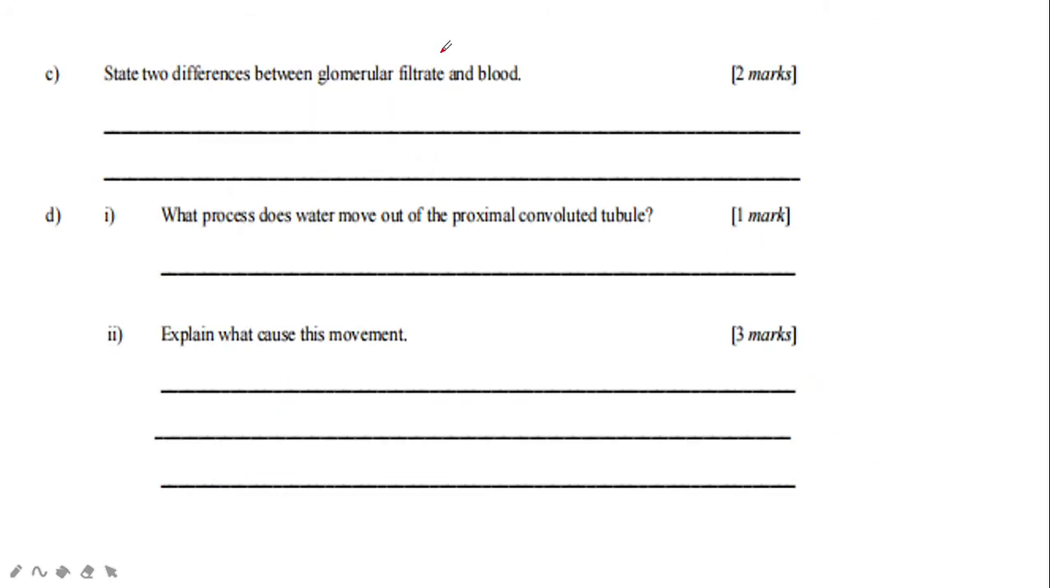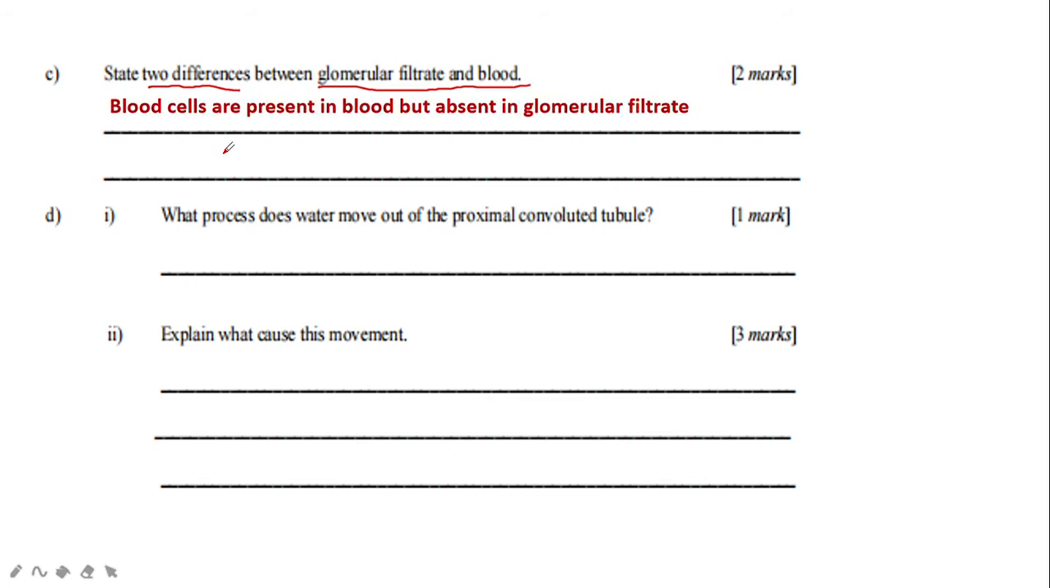Okay, next question. State two differences between glomerular filtrate and blood. The first difference is blood cells are present in blood but absent in glomerular filtrate. And the second difference is plasma proteins are present in blood but absent in glomerular filtrate. You will get 1 mark for each correct answer.